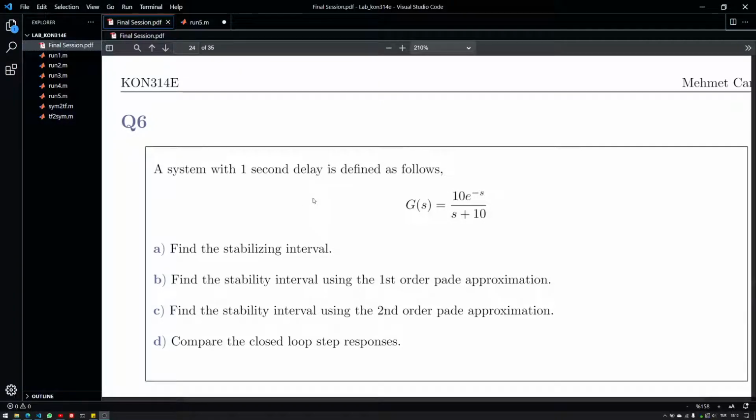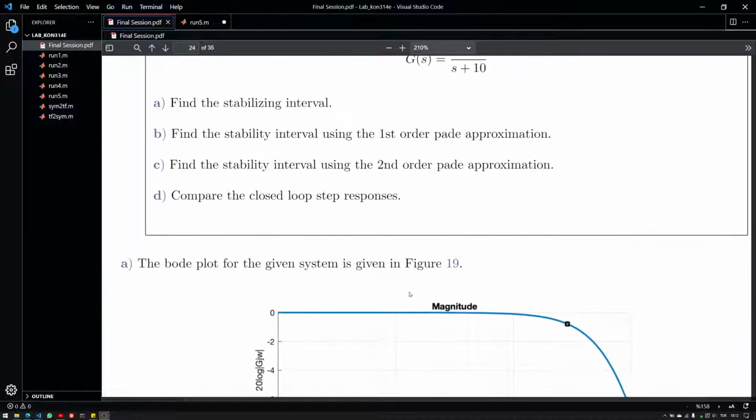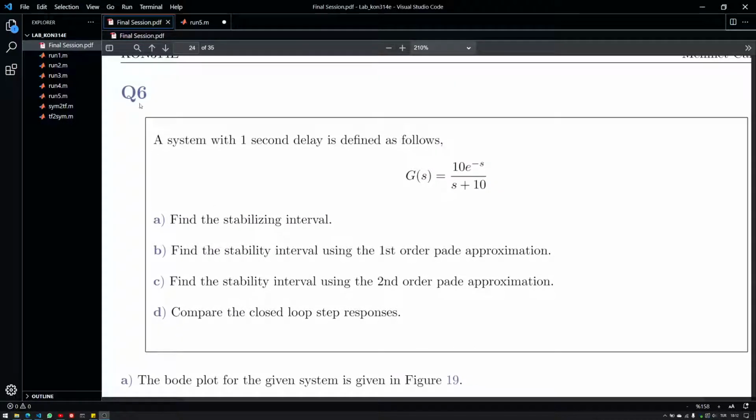So this is question 6, and here we have a 1 second delay and 10 times e to the power of minus s divided by s plus 10. Now the questions are basically: find the stabilizing interval, find the stability interval using the first order Pade approximation, find the stability interval with the second order approximation, and compare the closed loop step responses. So basically this will be a quick video because I've already covered this in Q5.